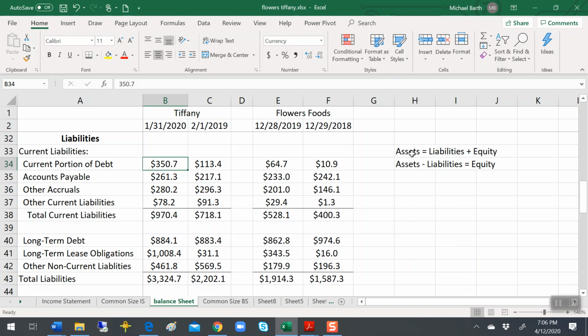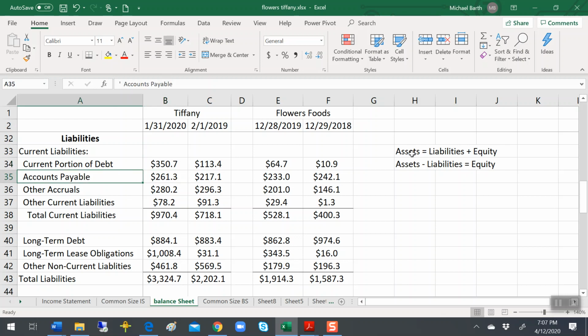Now, there's other short-term debt arrangements like notes payable and short-term bank loans that would fit into the current portion of debt. And we pay attention to that because you want to know what's got to be paid in the upcoming year, because that can be fairly important. You need to have enough money coming in to pay off the obligations that have to go out.